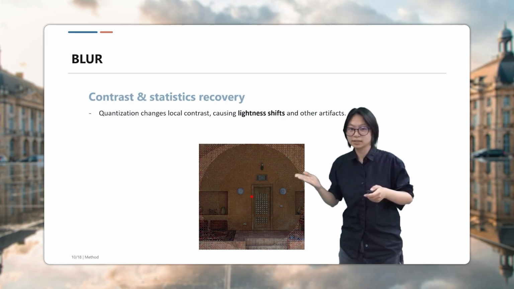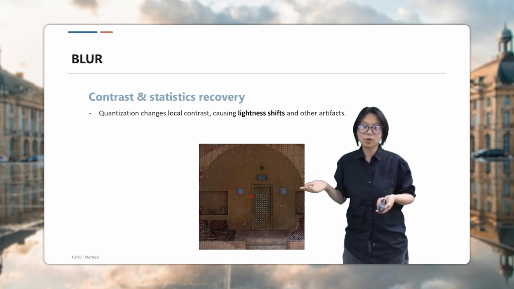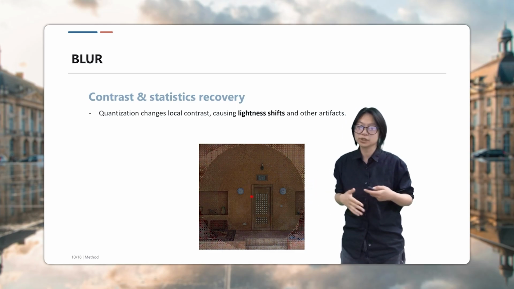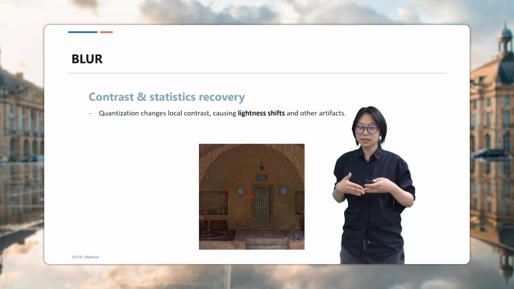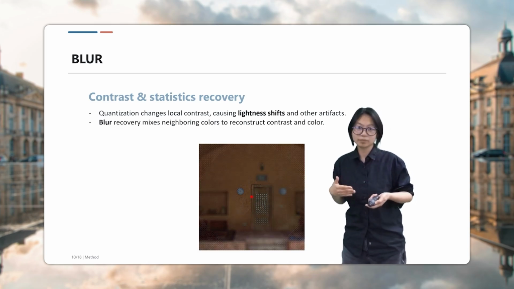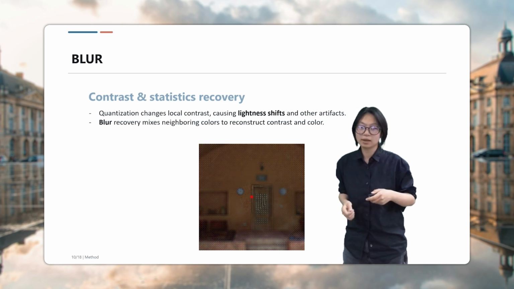However, as you can see here in the lower bit depth regions, quantization can still create visible lightness shifts due to the contrast change. And to recover the lightness change, we add a blur recovery layer. By averaging the sparse neighboring colors, it also acts as a dequantization step.